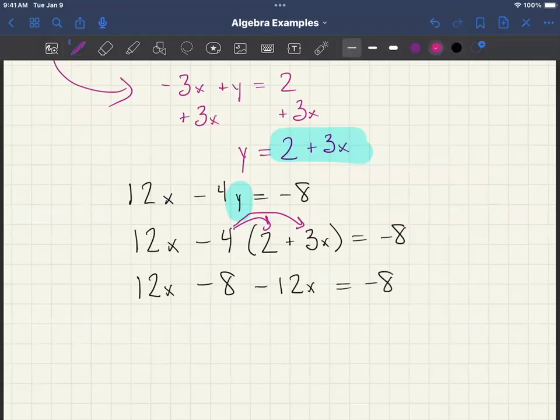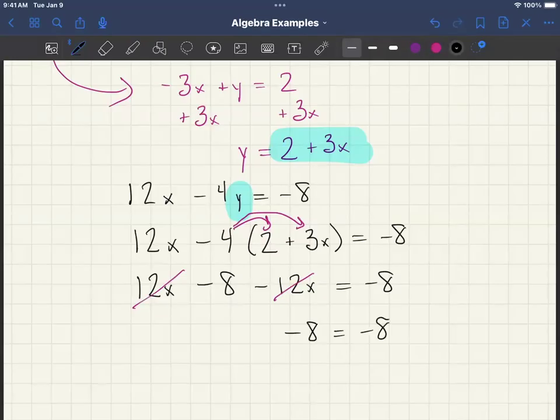So we want to distribute that. Notice we've got a 12x that's positive and a 12x that's negative. Those two are going to cancel each other out. And we end up with, oh dear, negative 8 is equal to negative 8.